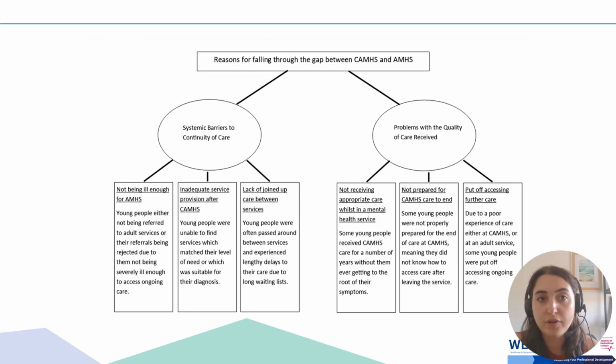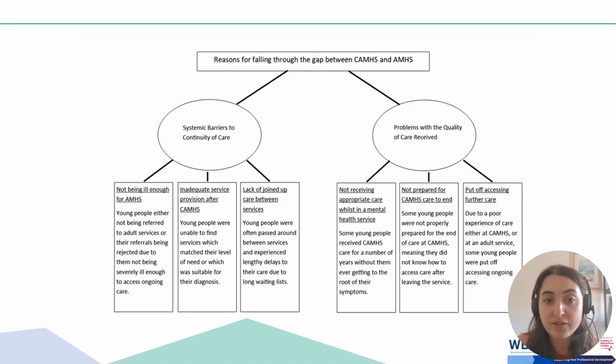Here is an example of what these themes and subthemes can look like. This is actually data from one of my previous papers, where I explored reasons for falling through the transition gap between child and adult mental health services. In total, I identified 2 overarching themes. The first was systemic barriers to continuity of care, and the second was problems with quality of care received. Each of these are broken down into 3 subthemes.